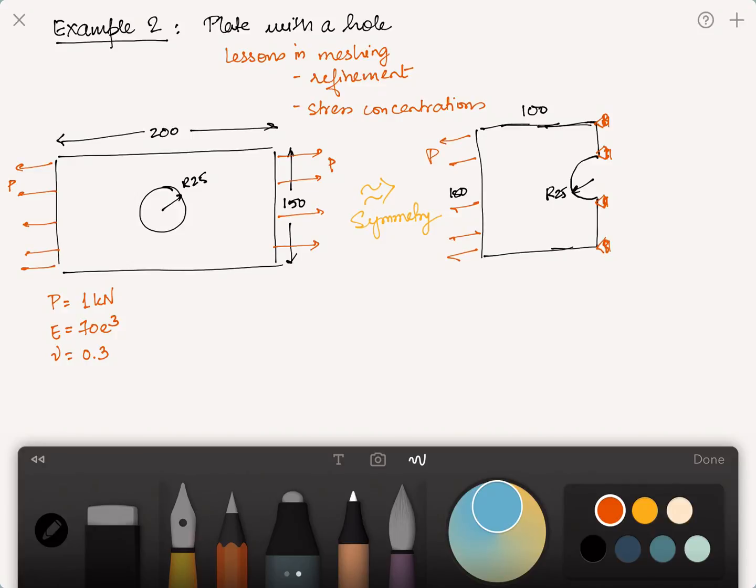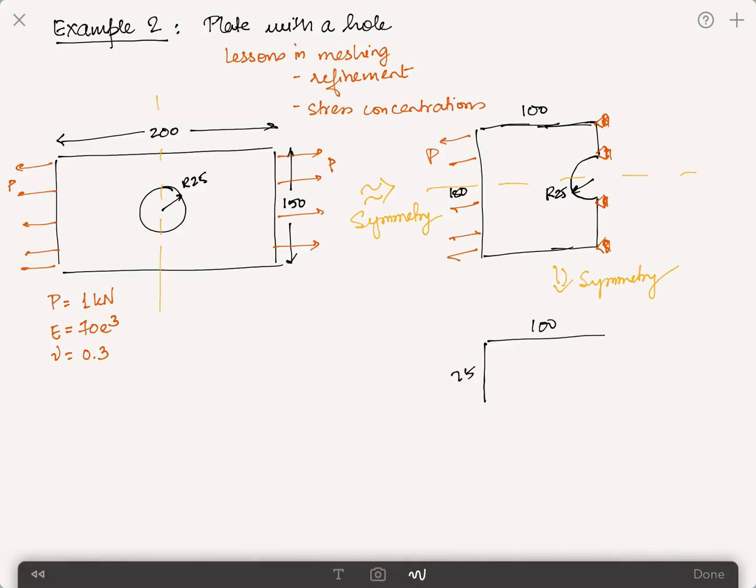Now I can also see that there is another kind of symmetry. So now we have the symmetry about this axis. You also have symmetry about this axis. So I can do a second symmetry operation and get to a quarter of the model, which will only be 100, 75, and this would be 25 radius with the same load acting on it.